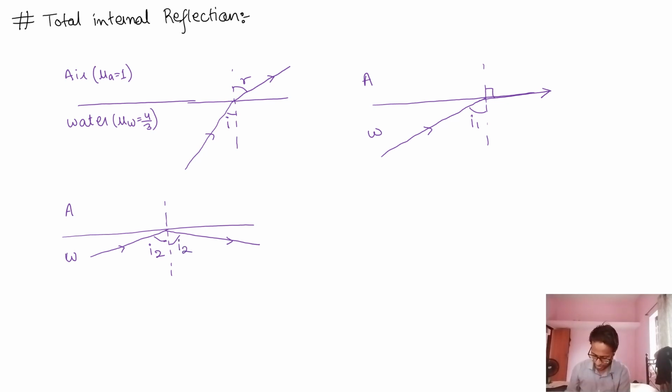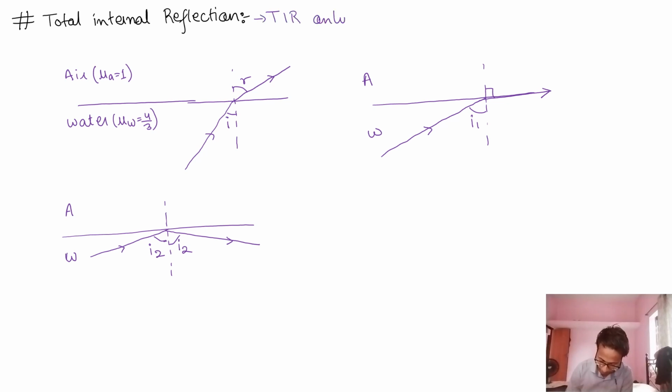Now why is this called total internal reflection? Because after this angle, where the refracted ray grazes through the surface, any angle that is greater than I1 will get simply reflected back into the water medium itself. But why did I say total internal reflection? And what's the condition for total internal reflection? So just write down the conditions.